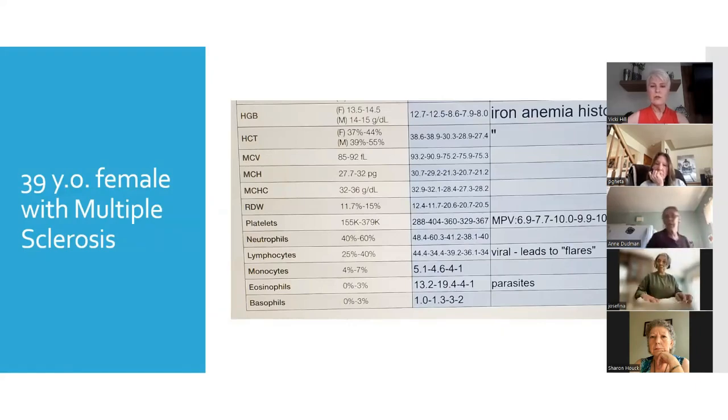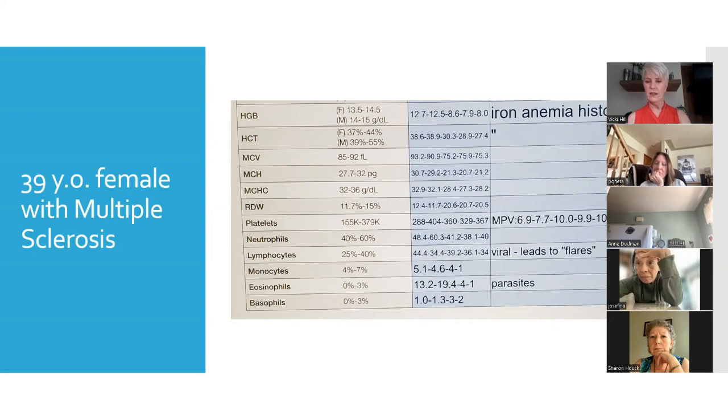So when we look at her numbers, we've got 48.4, 60, 41, 38, and 40. Her lymphocytes are 44, 34, 39, 36, and 40, 34. Monocytes look good at 5, 4, 6, and 4. But the eosinophils, holy guacamole, she's got 13, 19. So high eosinophils. She's got, again, this 1-to-1 ratio with the neutrophils and the lymphocytes. They're in the 40 range, so 48, 44.